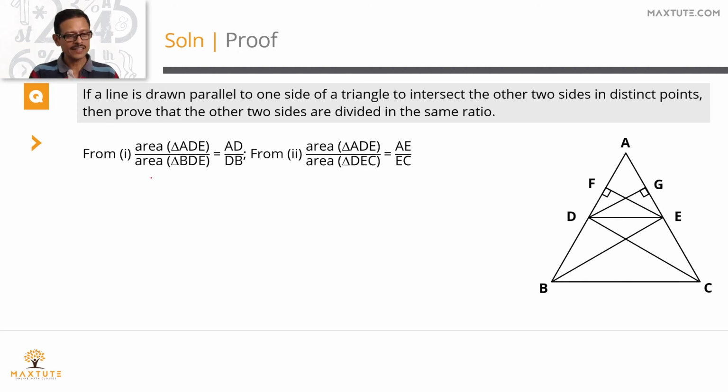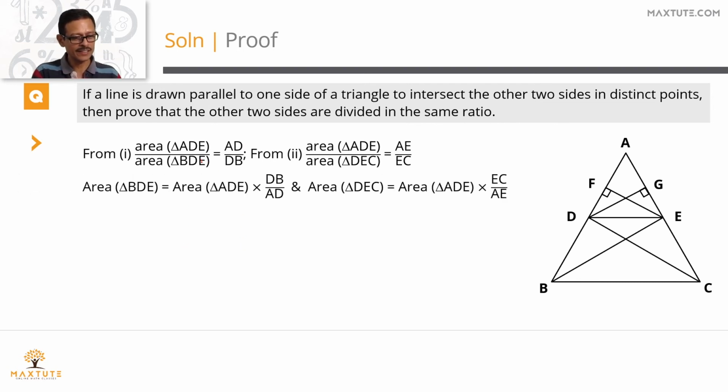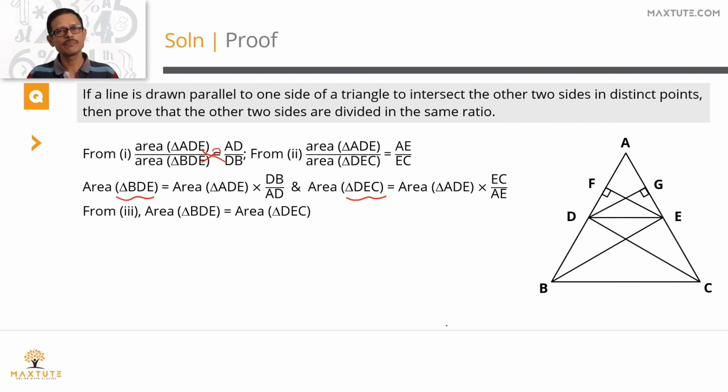So therefore, can we say that area of triangle BDE is equal to area of triangle ADE into DB by AD? I'm cross multiplying this, taking this to the right hand side. So area of triangle BDE is equal to area of triangle ADE into DB by AD. Running through the same exercise, area of triangle DEC is equal to area of triangle ADE into EC by AE. From 3, we have proved that area of triangle BDE is the same as area of triangle DEC because they have the same base and are in between same parallels. So therefore, area of triangle BDE, which is area of triangle ADE times DB by AD, should be equal to area of triangle ADE times EC upon AE.